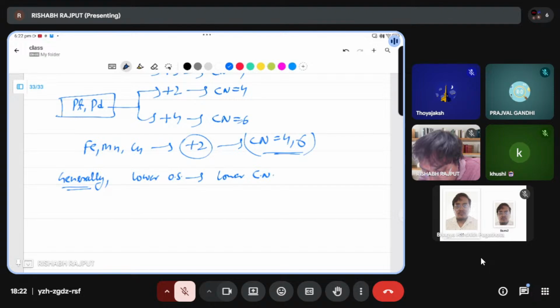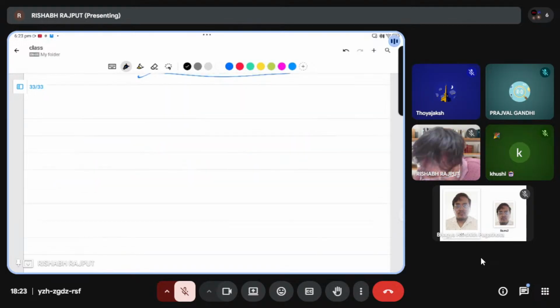Guys, today I will write some examples of coordination compounds. Please try to solve them, and I will help you also. Now we will find the coordination number and oxidation state for a coordination compound. The first example is K4[Fe(CN)6]. For that, you have to find the oxidation state and coordination number.